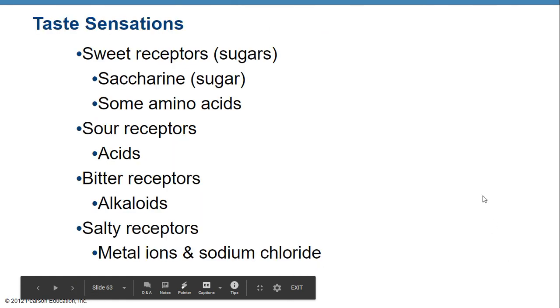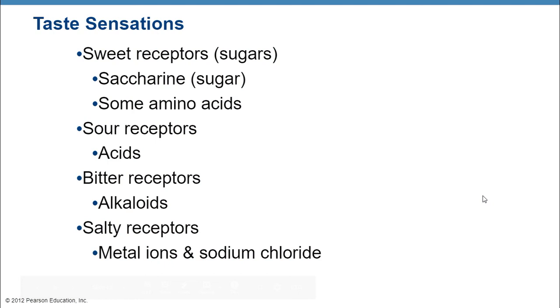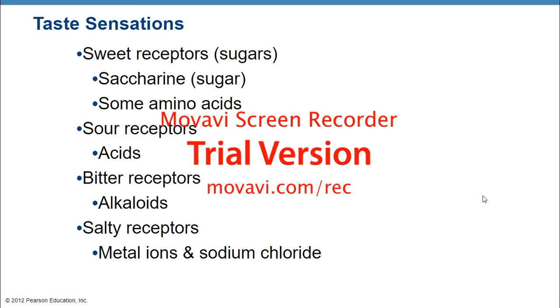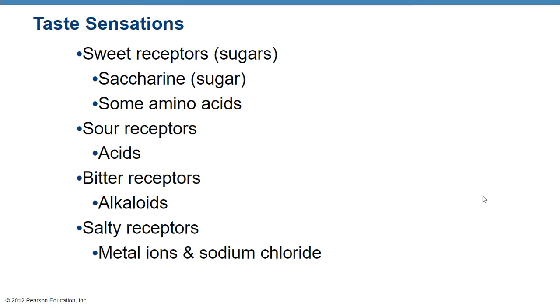So you have sweet receptors, sour receptors, bitter receptors, and salty receptors. So different receptors of the tongue detect different tastes, whether sweet, sour, bitter, or salty.